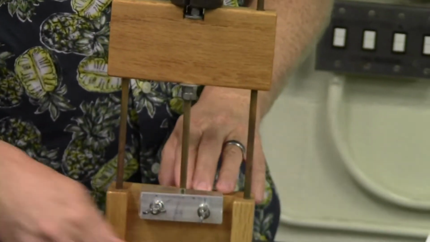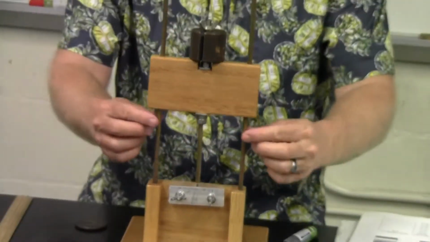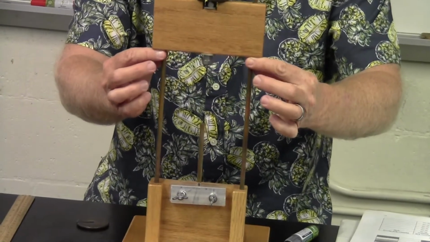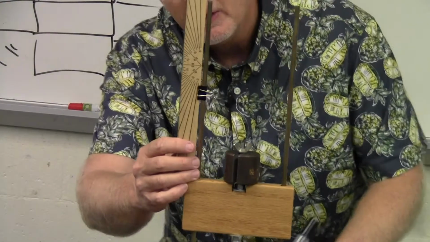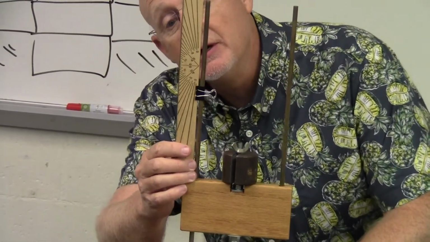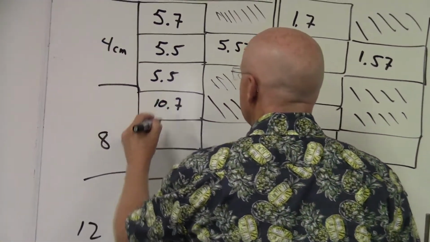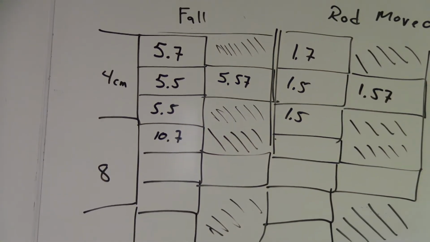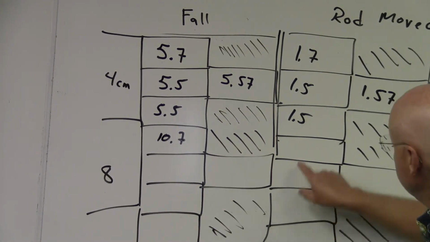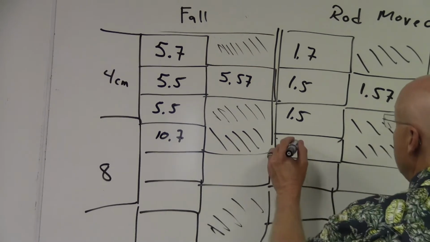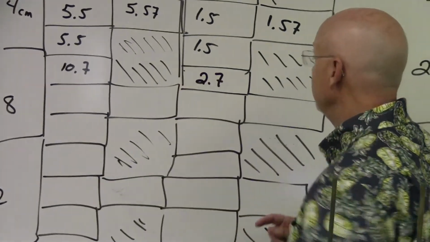And I check the rod there, and I put it up here and let it go. I get a distance of 10.7. So here is the distance the driver fell, 10.7. Which, by the way, then would mean the rod moved 2.7.